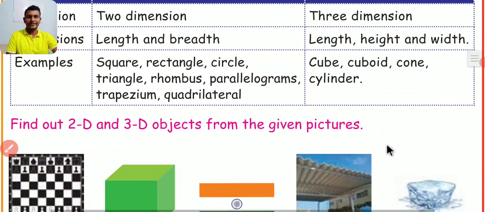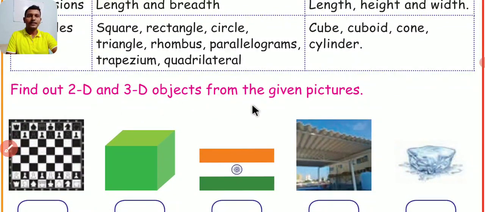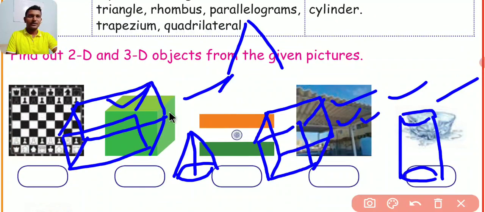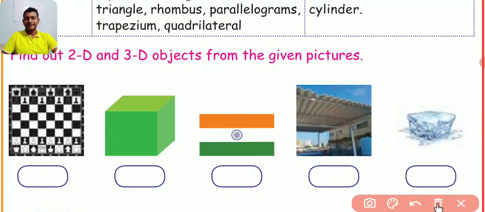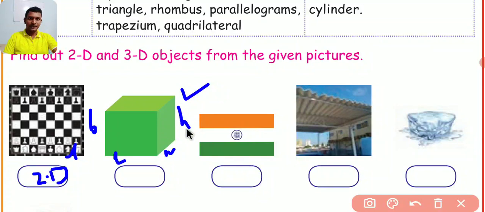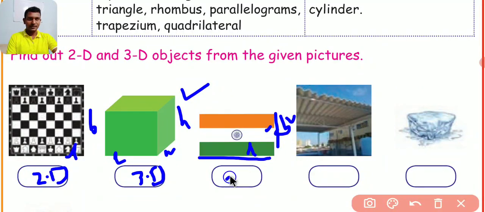Next, we move on to the next topic. Find out 2D and 3D objects from the given pictures. A 2D object has 2 dimensions. Here the chessboard has 2 dimensions. This is length, this is breadth. Therefore it is 2D. This is a cube. It has 3 dimensions. This is length, this is width, this is height. Therefore it is 3D. Here we have our national flag. It has 2 dimensions, length and breadth, therefore it is 2D.